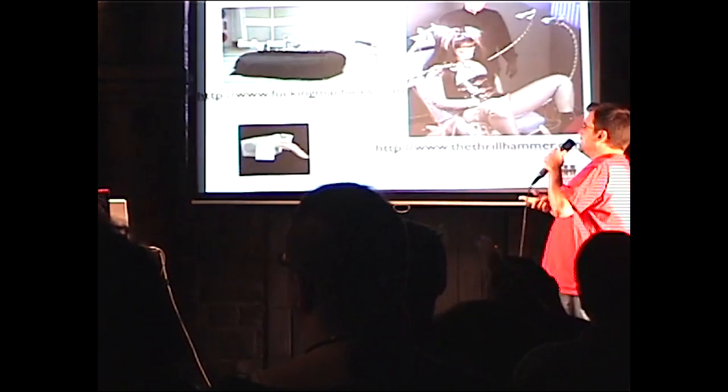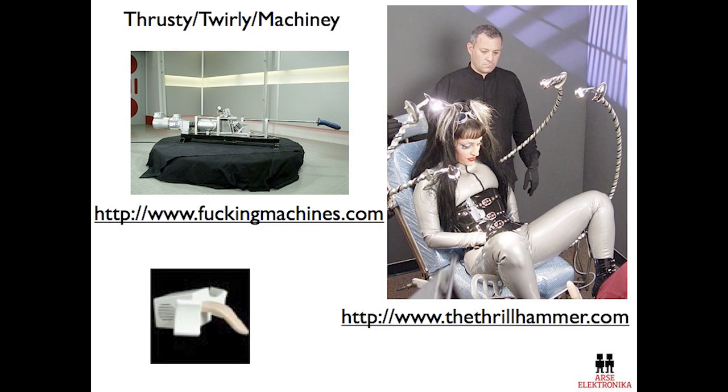So, and then you get the thrusty twirly machine. So, first off, our sponsors, kink.com, fucking machines. They are experts in this. And here's another toy put out by a guy named Alan Stein called the Thrill Hammer. Basically, it's like this really big-ass H.R. Giger gynecological chair with a bunch of webcams around it and a modified Sybian because really that thing needed to be souped up.